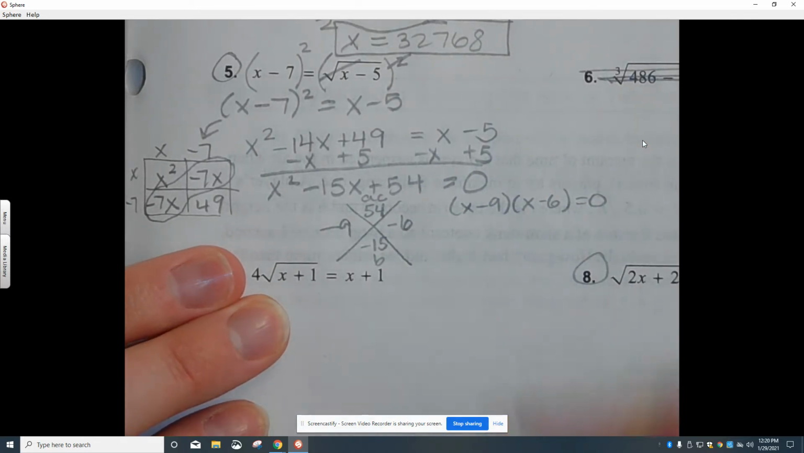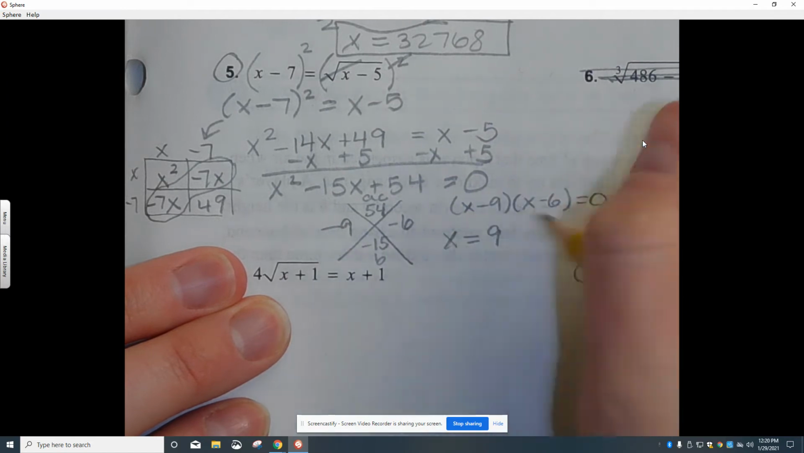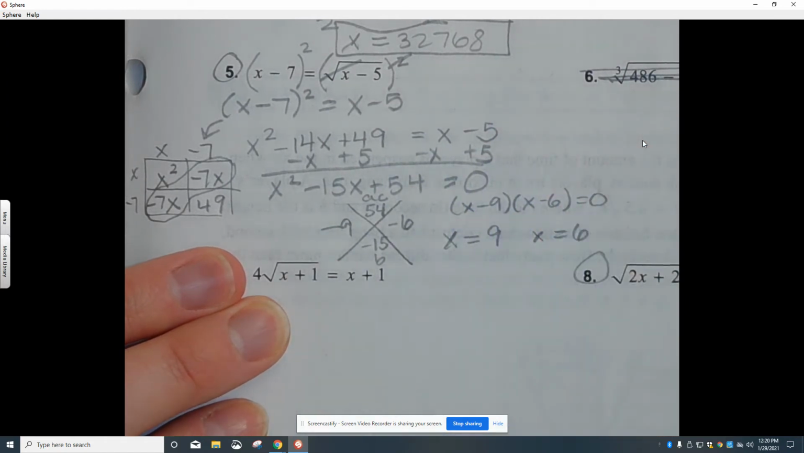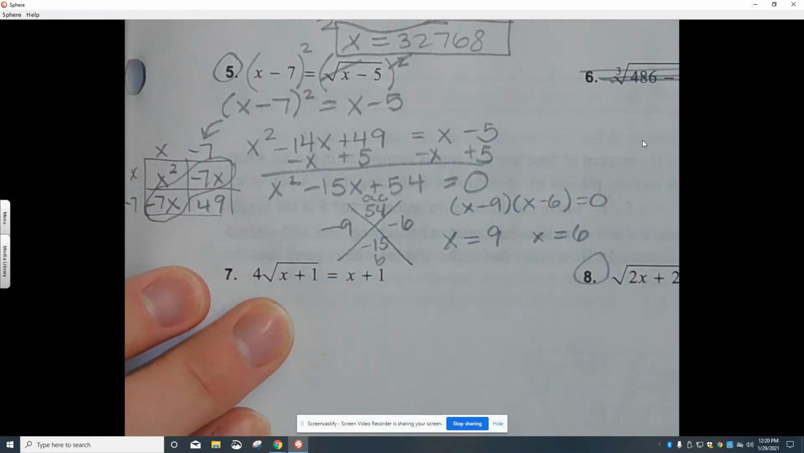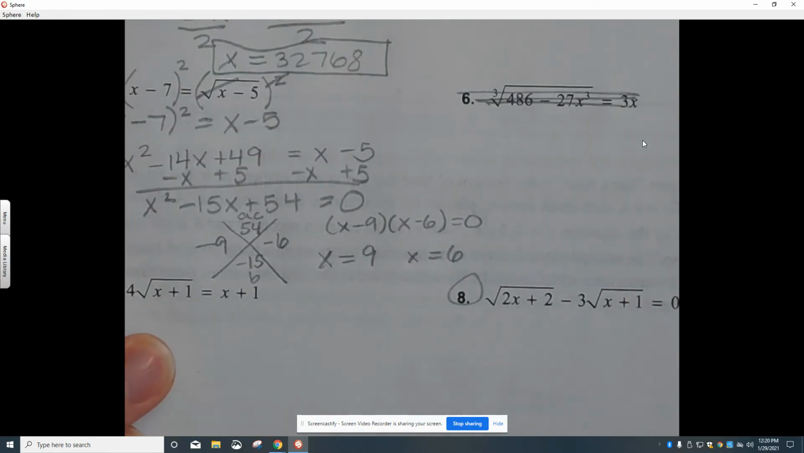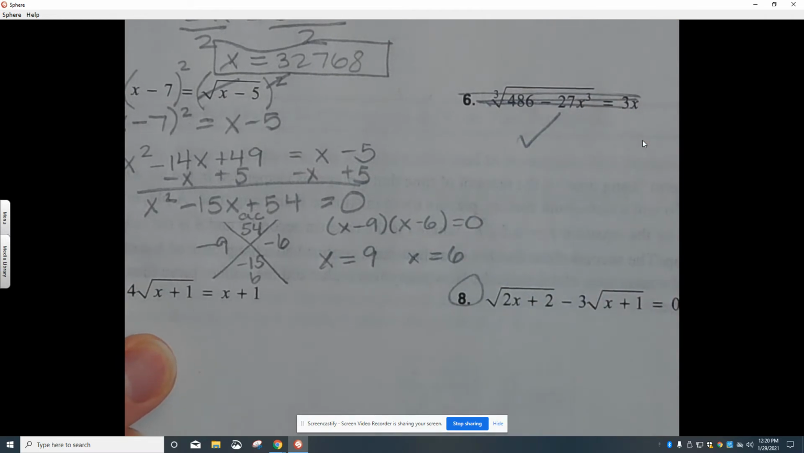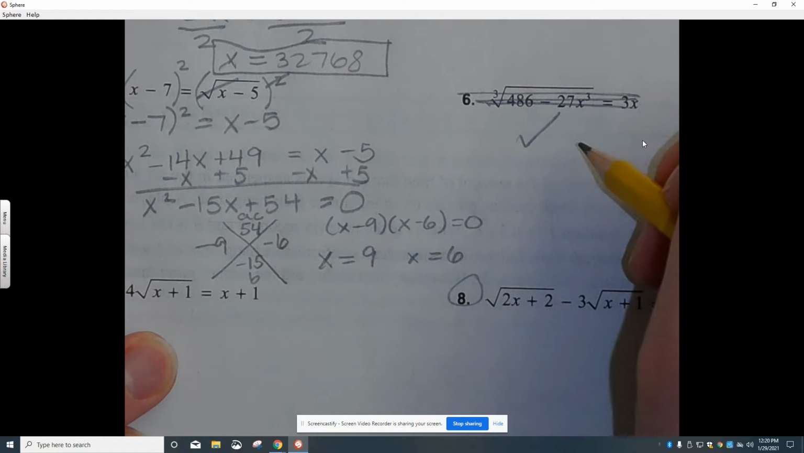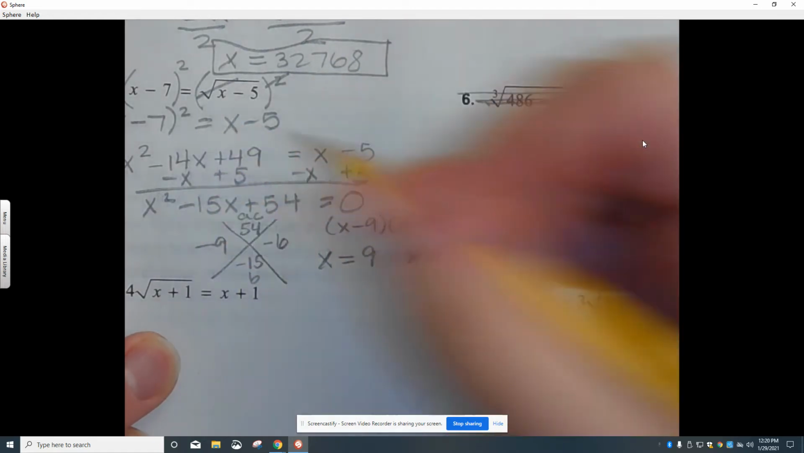And if we solve those, you basically get the opposite of both. So x equals 9, x equals 6. But we don't know if either of these are going to be actual solutions. We have to check them. So if we want to check them, these are actually easier to do by hand, not using your calculator. So we're going to take 9 and plug it in for x.